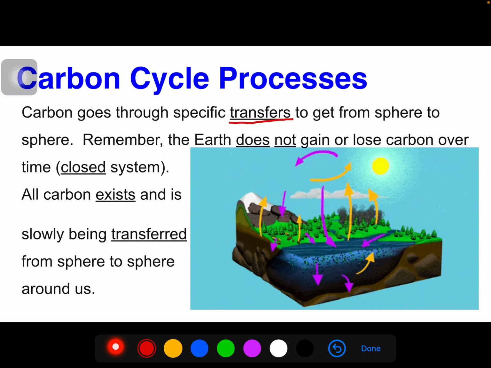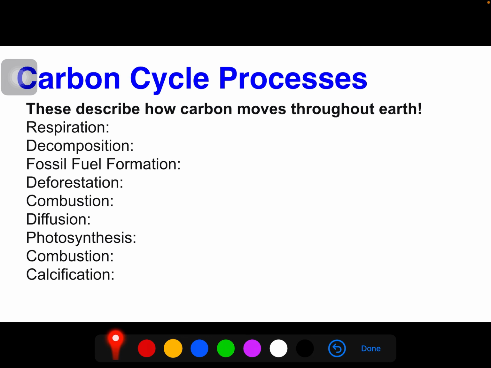But thinking back to our types of systems, we know that the Earth isn't gaining or losing any of that carbon. It's staying carbon all the time. It's just moving from place to place, from sphere to sphere. So we talked about Earth being a closed system, because all that carbon still exists today. It's just bouncing around or being transferred from sphere to sphere and type to type, never not becoming carbon.